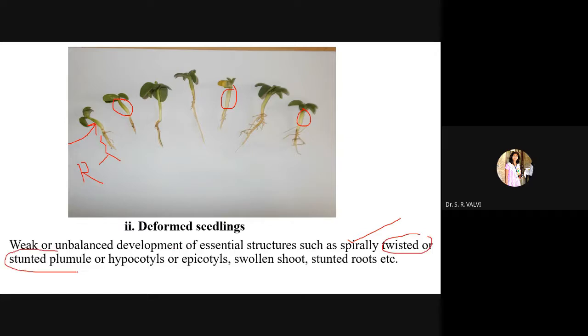Stunted plumule means the growth of the plumule, this upper part, is stunted, restricted, or the hypocotyl or epicotyl. Okay, swollen shoot, as I mentioned. Then stunted root, right? Roots are again stunted, meaning very short growth, that is stunted roots. Then this seedling is called a deformed seedling.